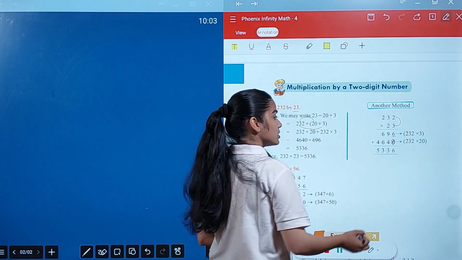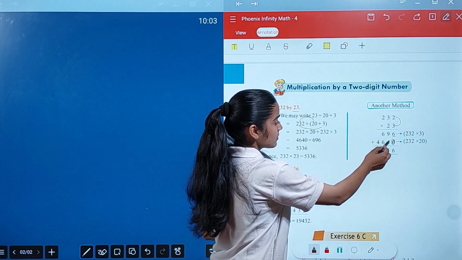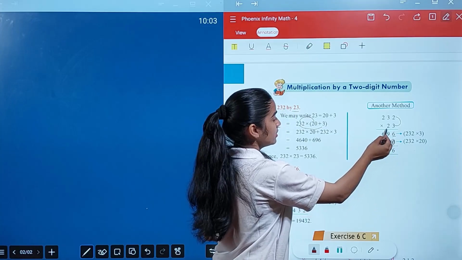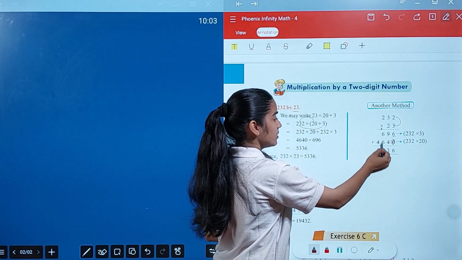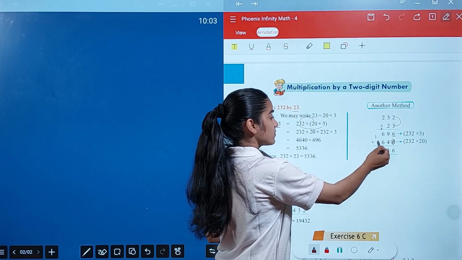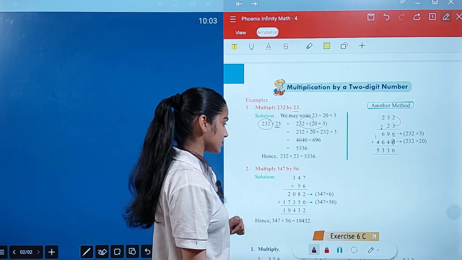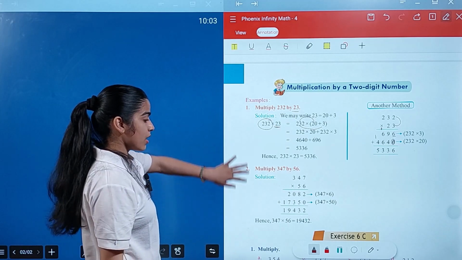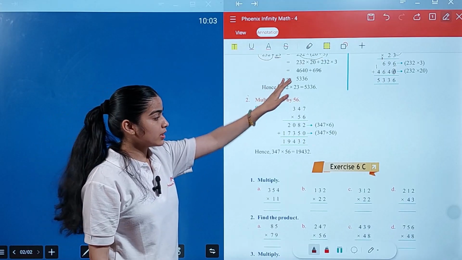Now we have to add these two products together. So 6 plus 0 is 6. 9 plus 4 is 13, 1 should be carried. 6 plus 6 is 12. 12 plus 1 is 13, 1 should be carried. 1 plus 4 is 5. So your final answer is 5,336. Okay, students, now you have to repeat the same process which we understood here in our exercise.